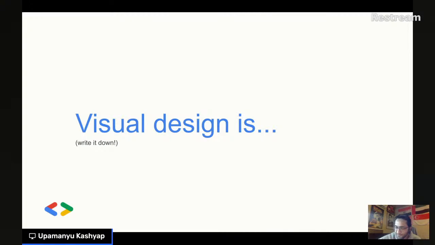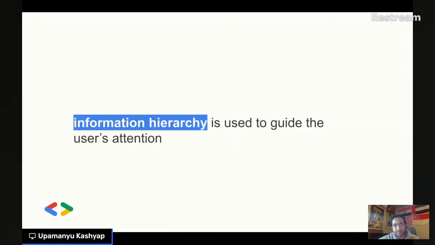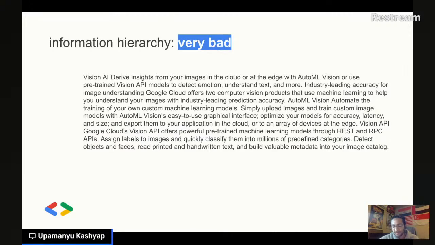Okay, cool. Well, let's go into what our definition for visual design today will be. Visual design has three purposes: to establish your credibility, to communicate a brand or personality, and to enhance the usability, whatever it may be. So let's talk about a few concepts in visual design. Firstly, we're going to discuss information hierarchy. This is a method that we use to guide where users' attention should be directed.